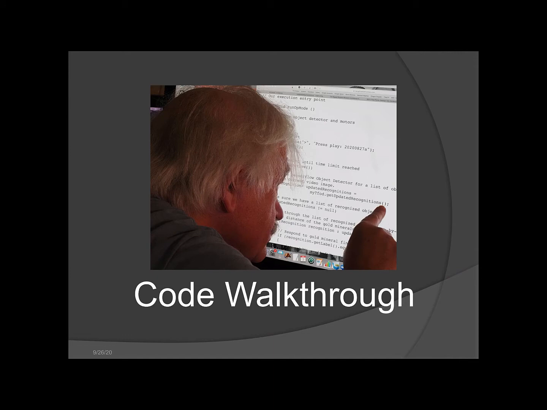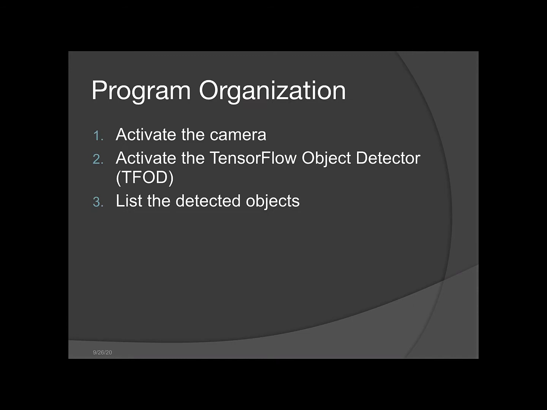Let's get to the fun part and take a look at the code. We've all been looking forward to that. So the code is organized into 3 parts. The first 2 parts are going to deal with initialization, and we have to initialize and activate the camera, and we have to initialize and activate the TensorFlow object detector engine. So let's assume that we've done that and take a look at, once we've done that, the list of objects that have been detected. So let's start again with the fun stuff.